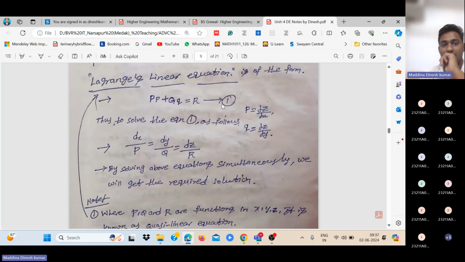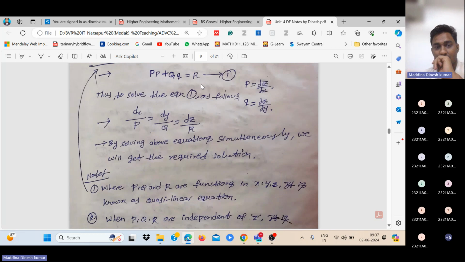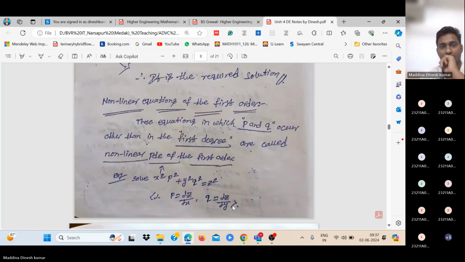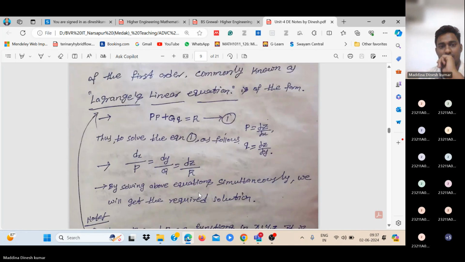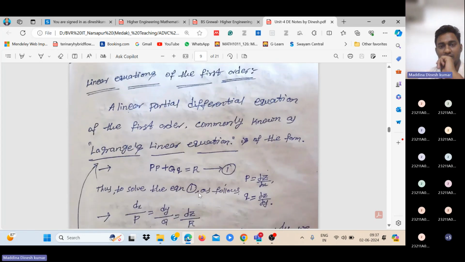Suppose P, Q, R are functions in terms of x, y, z; then that partial differential equation is known as quasi-linear. Suppose P, Q, R are independent of z, that means they are only in terms of x and y, then they are known as linear. And we are discussing first order differential equations.